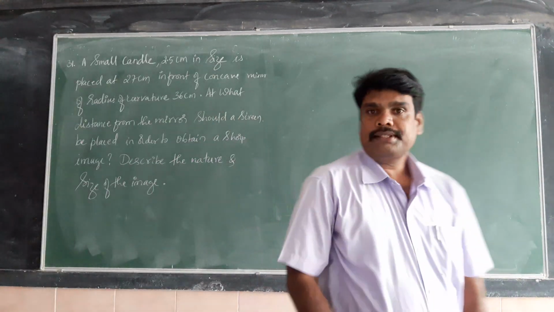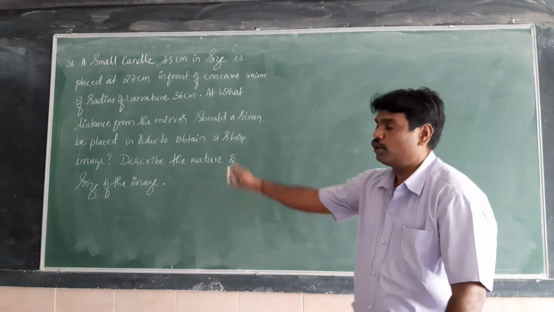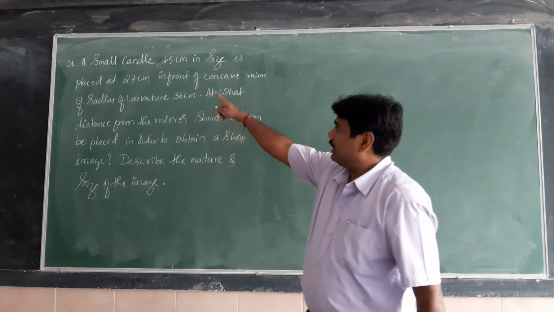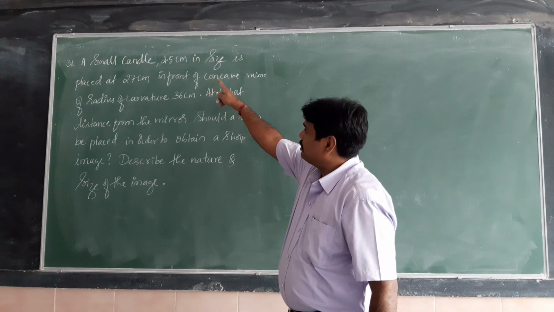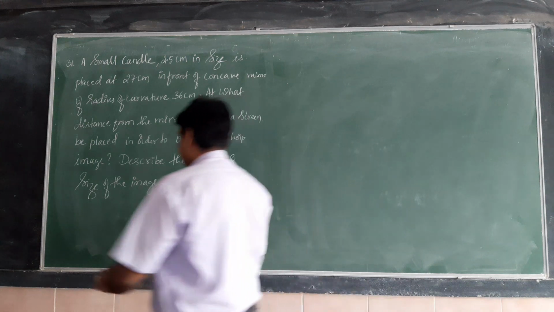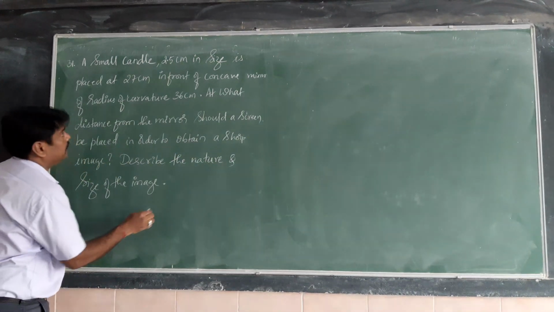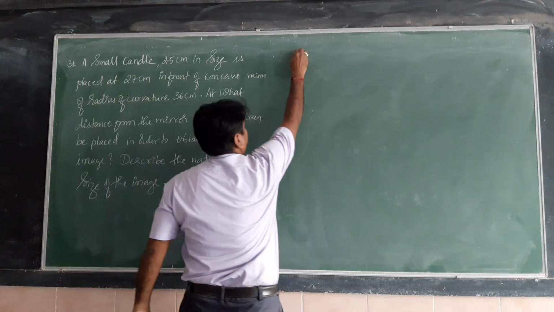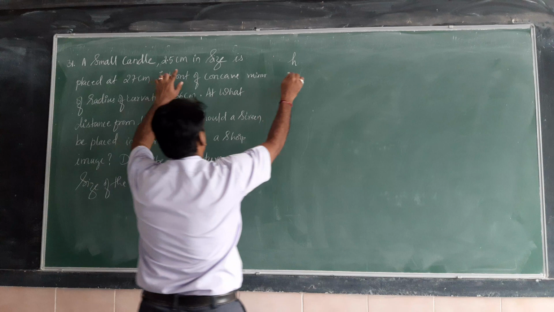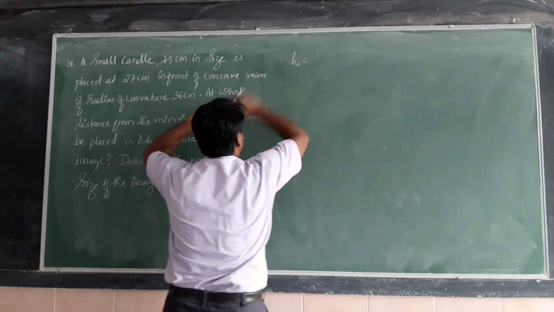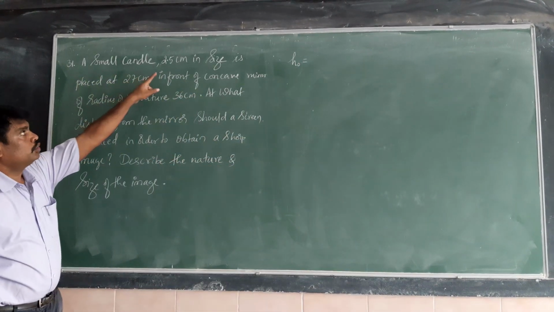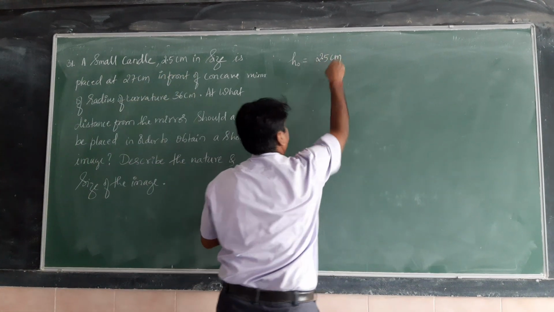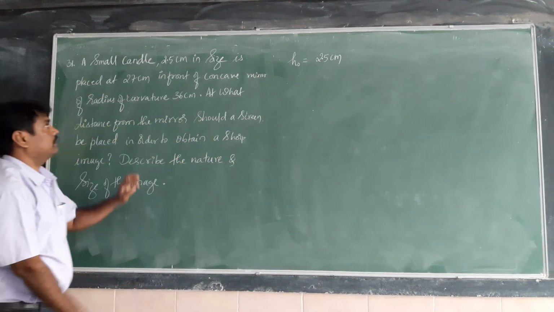So welcome back, students. I will go for the next problem. This problem is related to a mirror. A small candle 2.5 centimeter in size. See, if you understand the ray diagram, then it is easy to solve the problem. The height of the image is given. See here, what is the height of the image? Height of the object, HO. A small candle 2.5 centimeter in size. It is 2.5 centimeter in size. Height of the object is given.